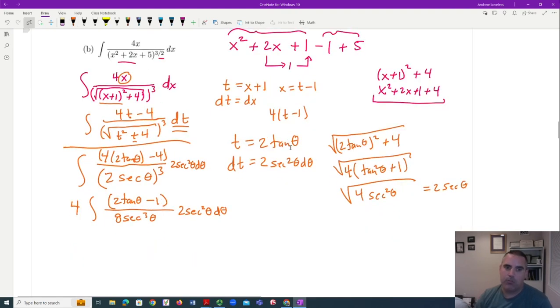And that should clean up dramatically, and it does. You can cancel this and make a 4, and then you can cancel that and make a 1. Ooh, that's nice. And so you're just left with 2 tangent of theta minus 1 over secant, because the square and the cube.